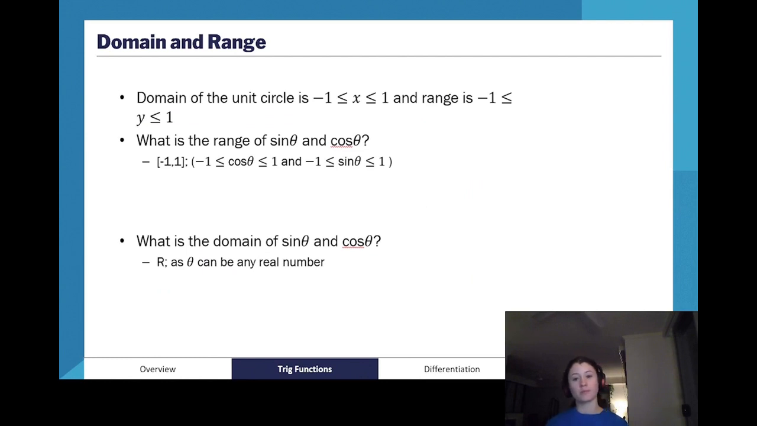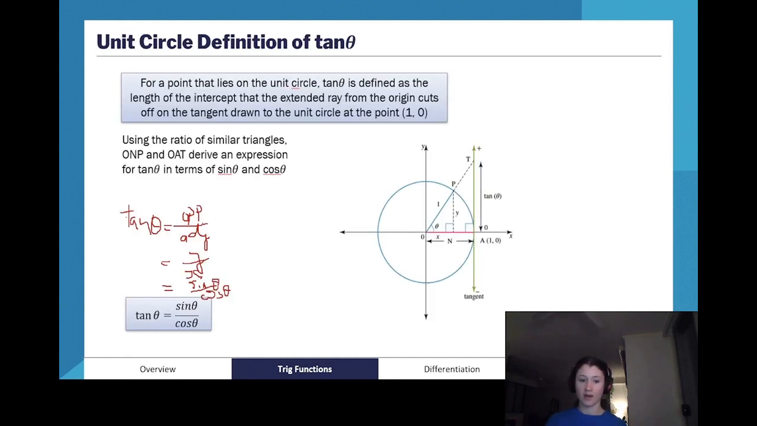Alright, now let's get into the domain and range of the unit circle. So, the domain of the unit circle is between -1 and 1, and the range is in between -1 and 1. And of course that's because the radius of the unit circle is 1, so on the x side, it's going to be between -1 and 1. On the y side, it's going to be between -1 and 1.